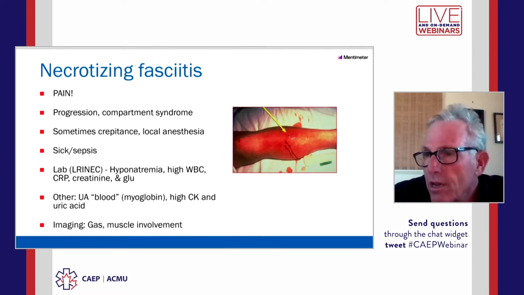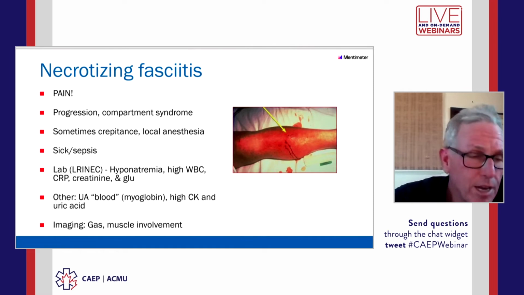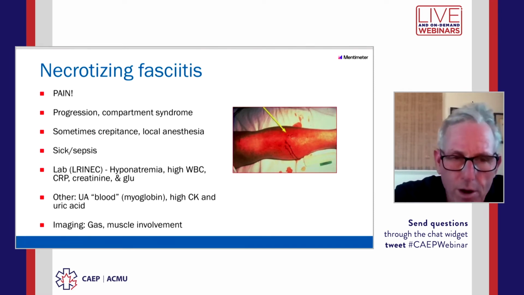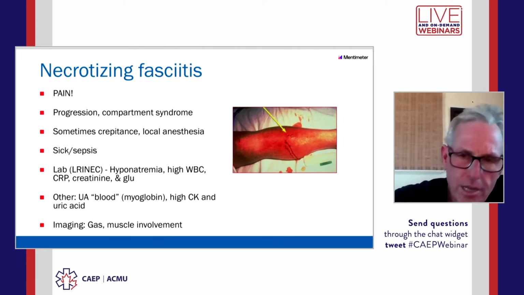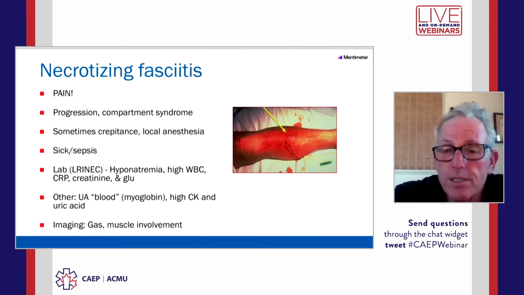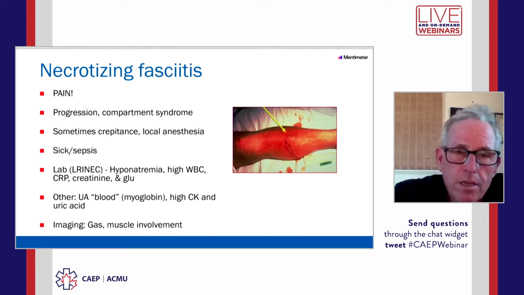And imaging, whereas this is an emergency, you're not going to park somebody for hours waiting for an MRI. If you're able to get plain film, CT, or even a quick MRI, it may give you some clues, especially if you see gas or infiltration along the fascial plane or into the muscle. Sometimes that's helpful. And that's my report on necrotizing fasciitis.